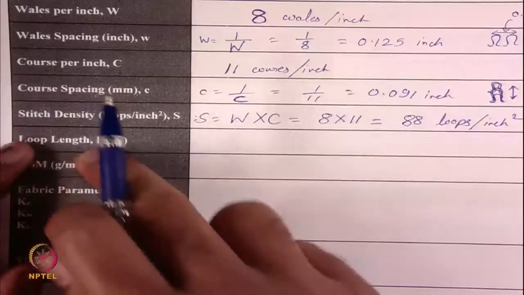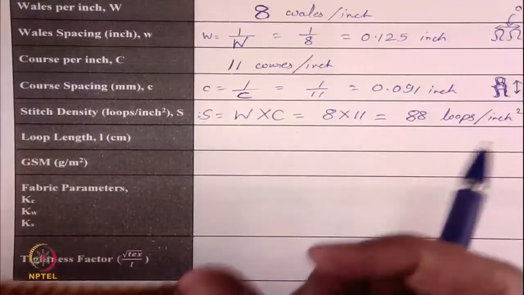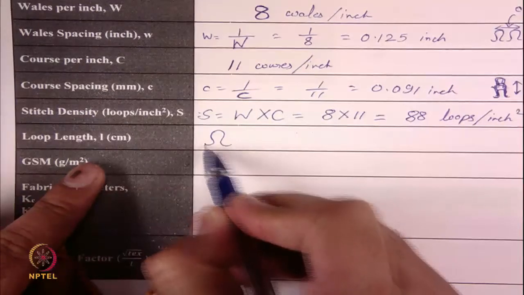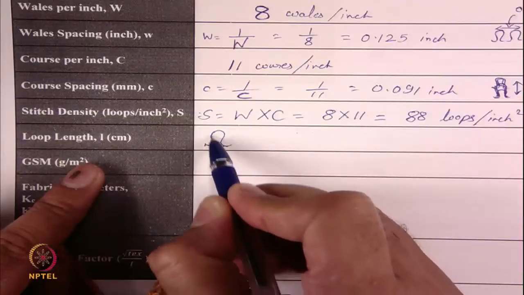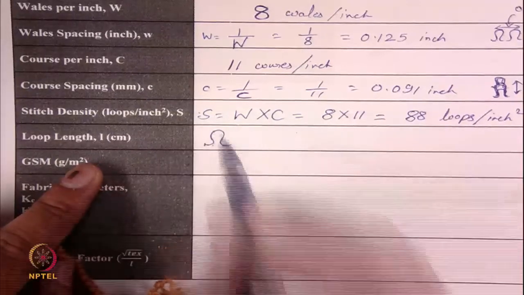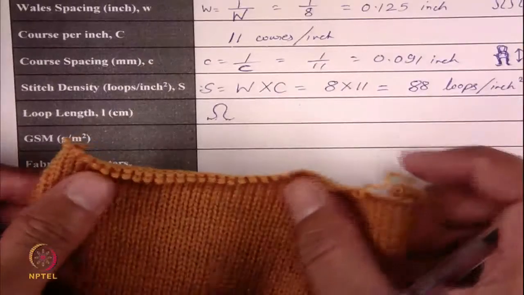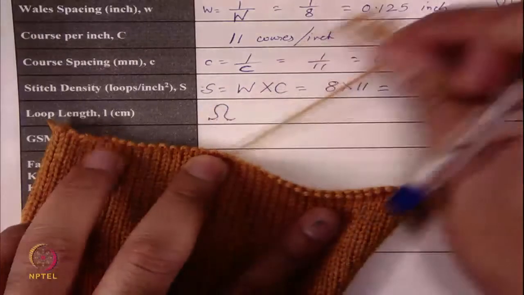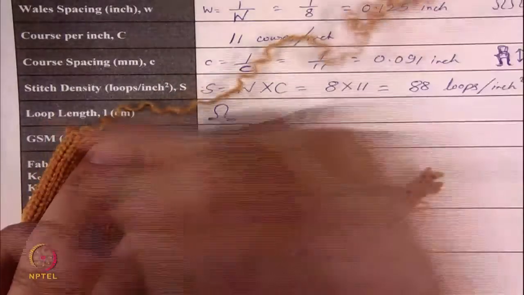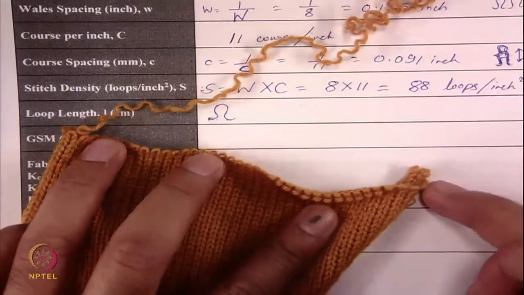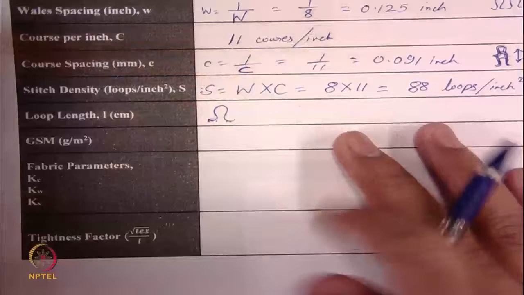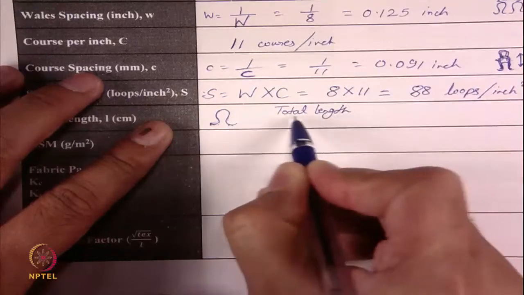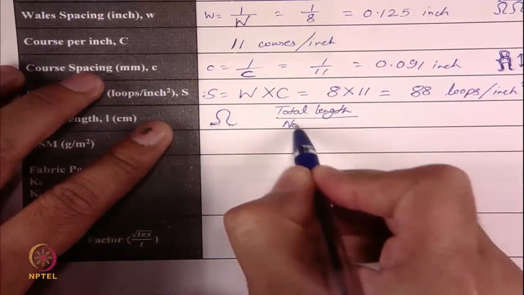The other thing which is there is loop length. To find the loop length, what is the length of the loop? In loop length, we have to include the sinker part as well, the two legs and head part. To find the loop length, as I showed you the unraveling part, you can unravel the yarn, you can count how many columns are there, and you can just divide it. So, total length divided by number of loops.